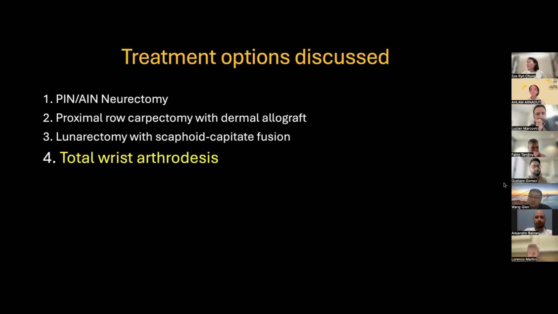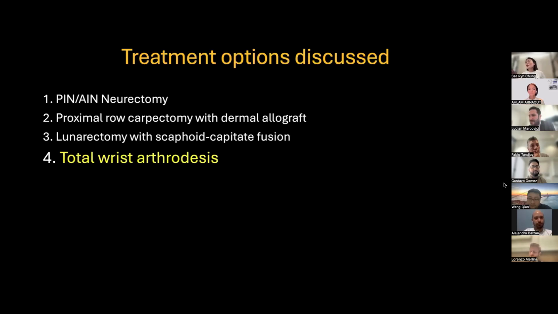But I think, hearing from all the panelists here, perhaps it's good to just do it in conjunction rather than pure, especially in this case. Proximal row carpectomy with dermal allograft, I think, is quite a sound option for me. That's why I offered it, mainly because I was worried that the lunate facet has some cartilage loss. So we do a PRC with dermal allograft that could save her some motion.